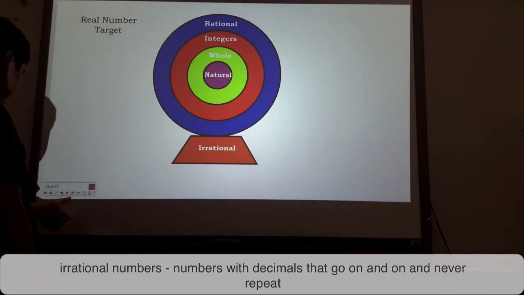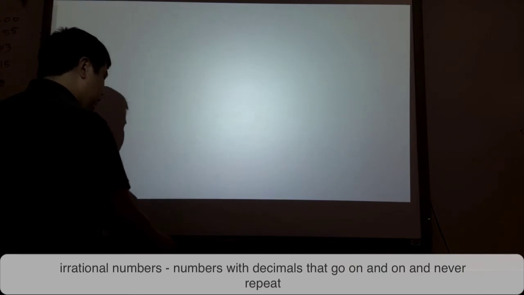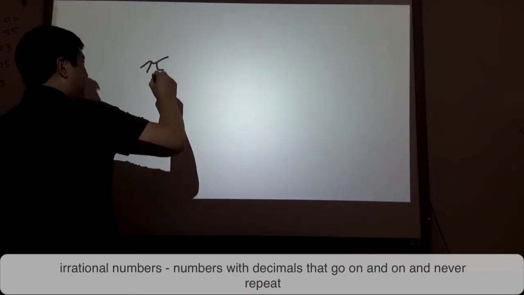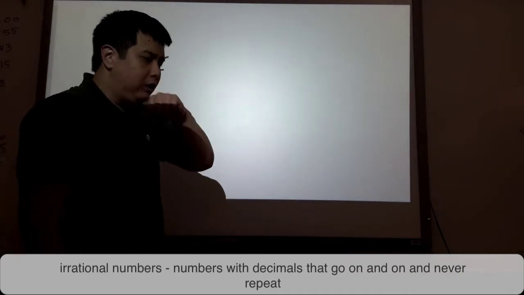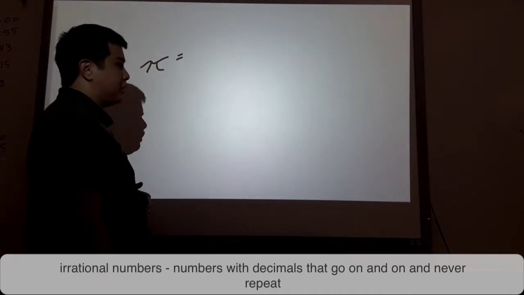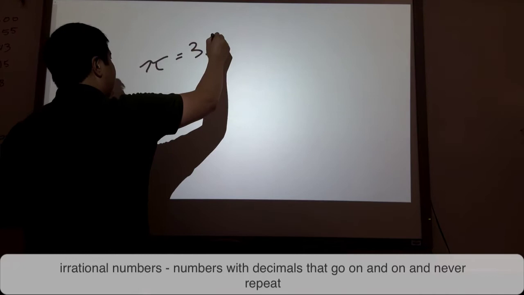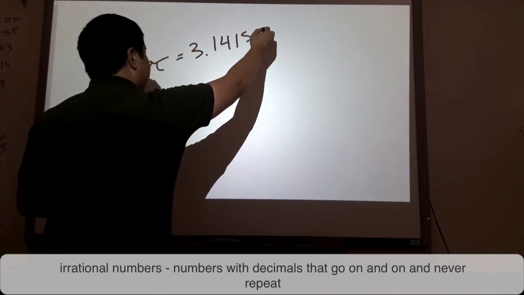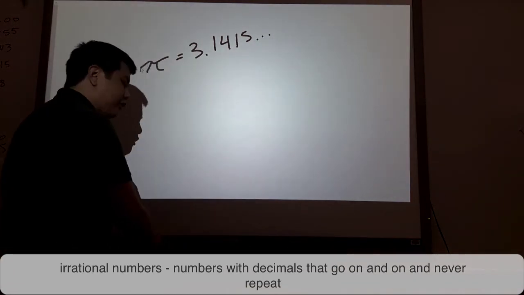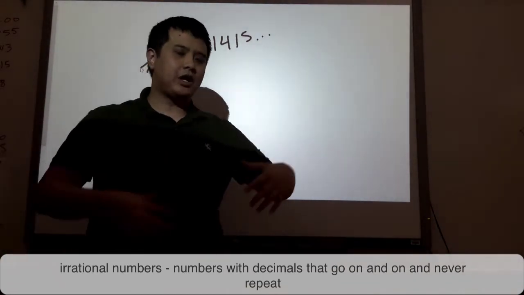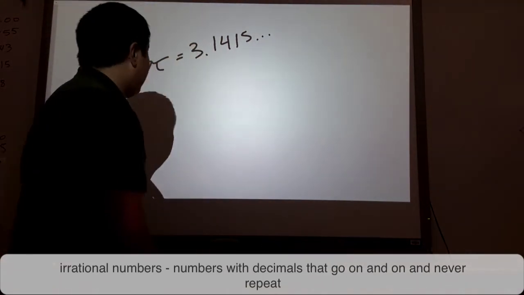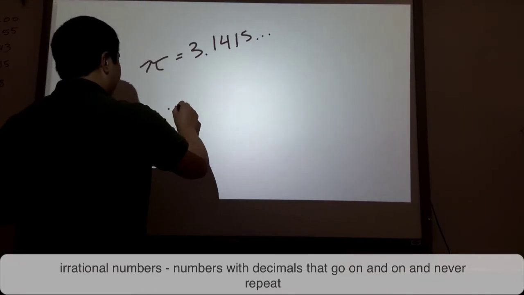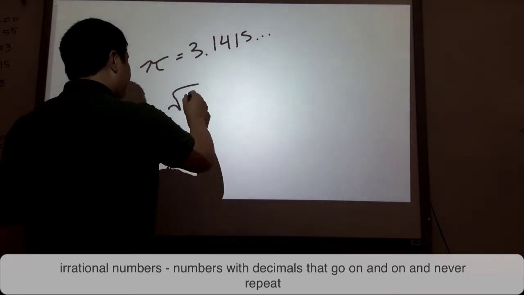So irrational numbers. Irrational numbers include the number pi. For those of you who tried to remember pi a long time ago, you'll remember that it's 3.1415 and so on and so forth. It never repeats. It goes on and on and on and never repeats. Another example of a number that never repeats is square root of 3.